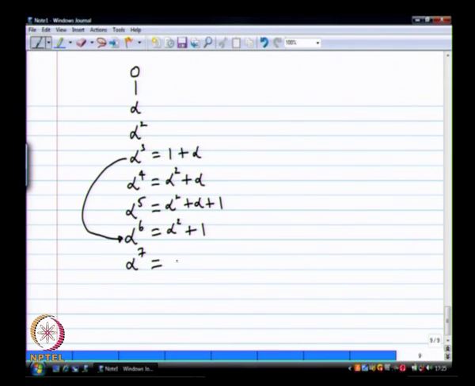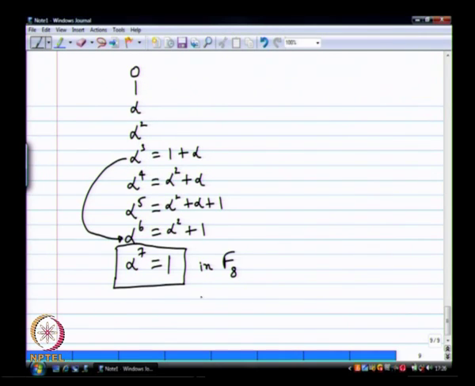Then alpha power 7 is what? It's 1. It's 1 again. Then what will happen to alpha power 8? Alpha. After that the same thing will repeat again and again. So what we have seen is alpha power 7 equals 1 in F8. That is the first thing that is obvious from this table, from this calculation.